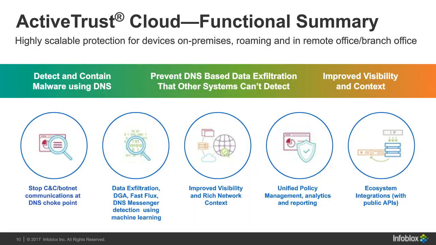Just in terms of a functional summary of ActiveTrust Cloud, as I mentioned, it is a DNS security service. It stops DNS-based data exfiltration. So the way it works is when you have DNS queries going out or recursing out from your organization, they're routed to ActiveTrust Cloud, and the security policies are applied in the cloud service, and we look for any patterns that indicate that there's data exfiltration happening via DNS.